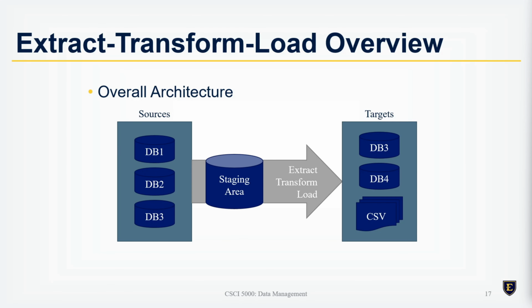So here's the overall architecture where you have sources, you have a staging area that collects the data, and then the extract process places the data from the data sources into the staging area. The transform then manipulates the data in that staging area, and then the load process moves it from the staging area into the target systems.